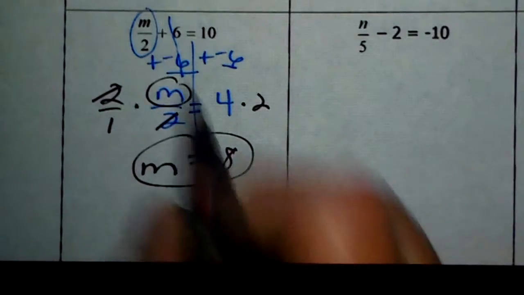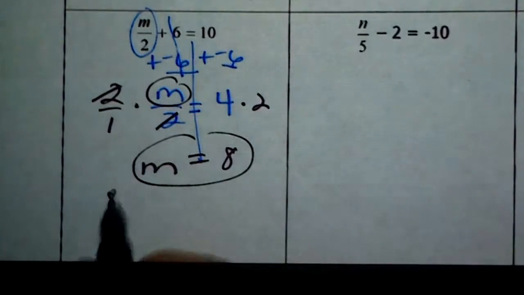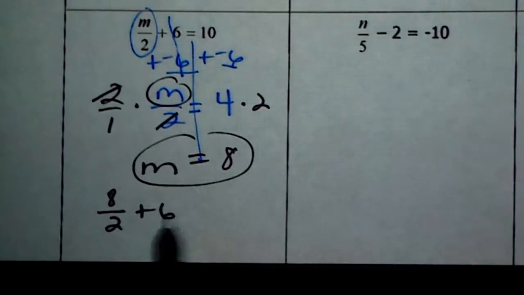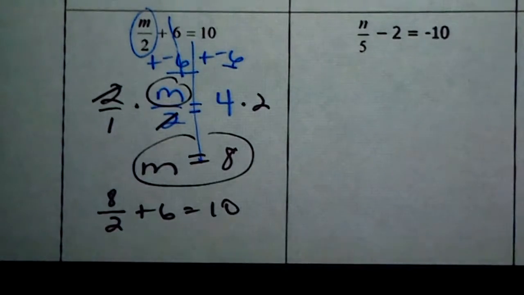To check that, it's as simple again as plugging it in. So if we're saying m is 8, then plug in 8 for m. And 8 divided by 2 plus 6 should equal 10. 8 divided by 2 is 4. 4 plus 6 is 10. We are correct.